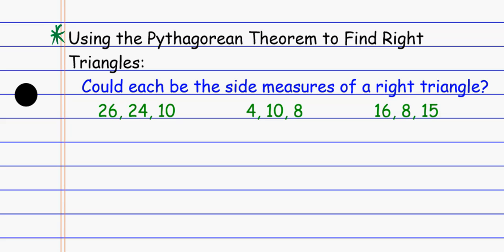But again, make sure you identify C first. So like this one, that's the largest value. That's the potential C value. So now that's the one I want to use by itself. So here I do 10 squared plus 24 squared. And I want to see if it equals 26 squared.